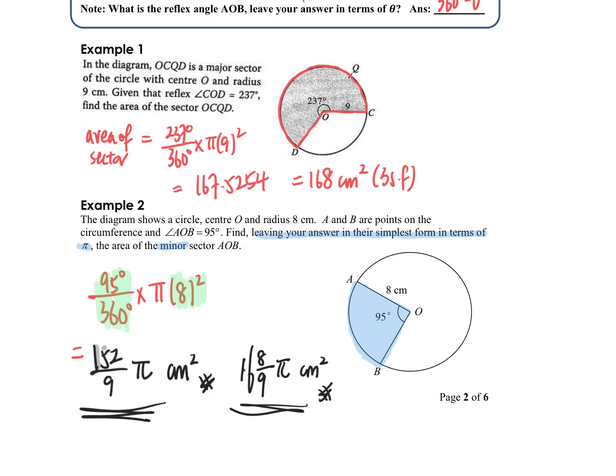Trigo. Okay, last type, last type. 16, 8/9 pi.